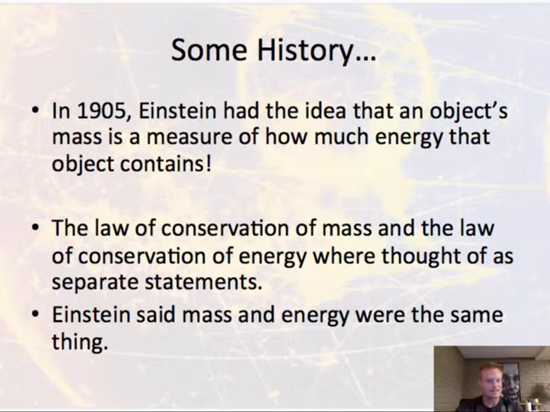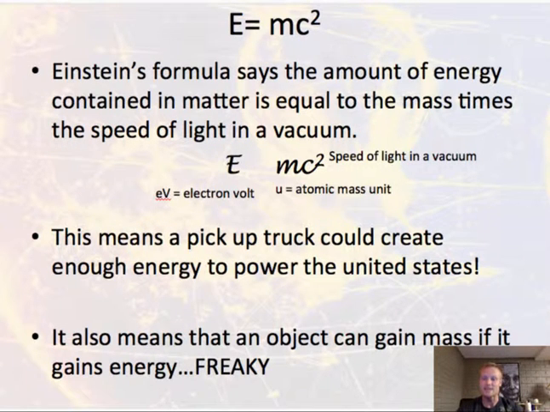Okay, and you probably actually know this formula because it's one of the most well-known scientific formulas probably on the planet. It is E equals mc squared. Einstein's formula says that the E stands for energy, m stands for mass, and c squared is the speed of light in a vacuum squared. I'm sorry, I'm missing an equal sign here, but it's supposed to be E equals mc squared.